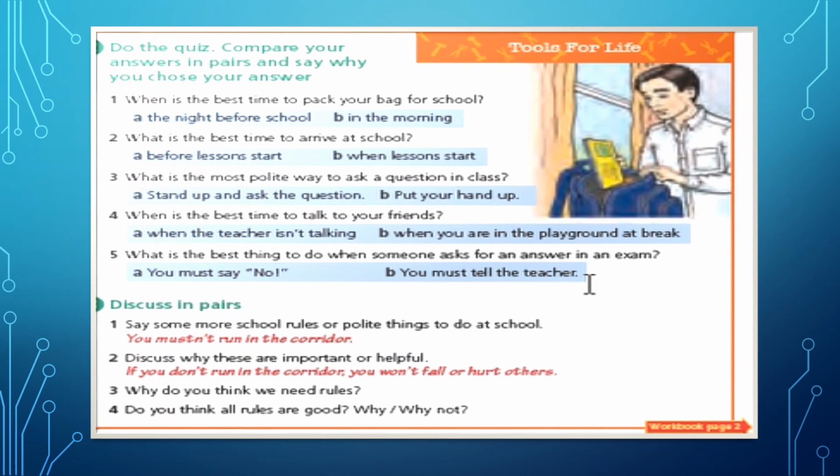Okay, now let's listen to your answers. Can you tell me what are the more school rules or polite things to do at school? Here we have in exercise 3 a model answer. You mustn't run in the corridor. Discuss why these are important or helpful. So when you tell me the school rule, tell me why you state this school rule.